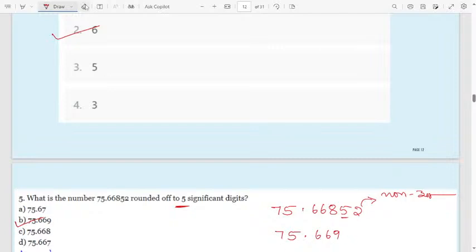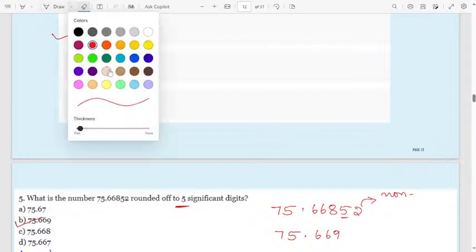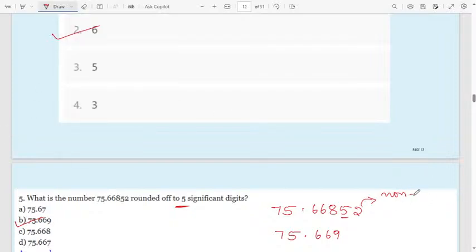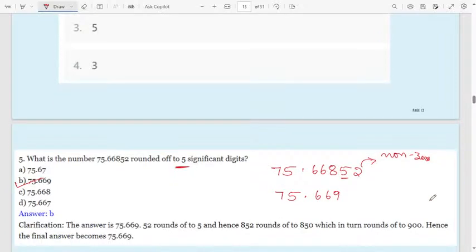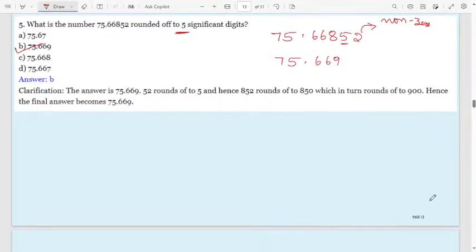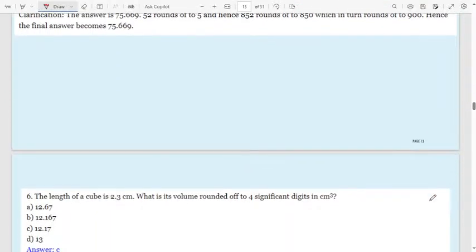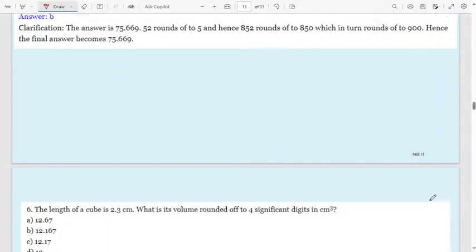75.669. That's why all the rules I explained, you have to keep in mind when you are solving a problem like this. Very important, you have to remember the rules. Practice, take the numbers, solve the same type of questions, and you will get the answer.